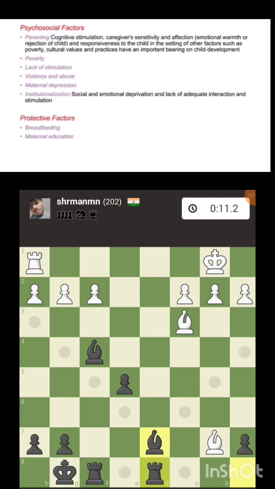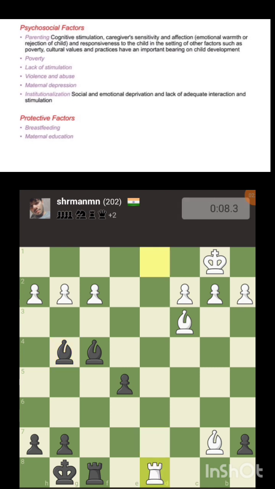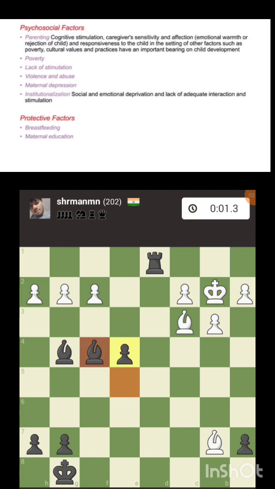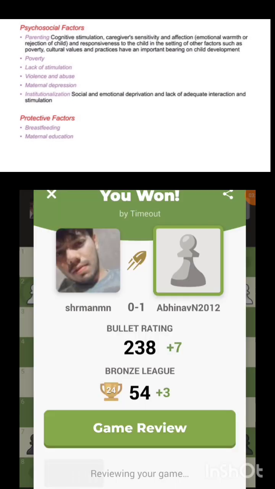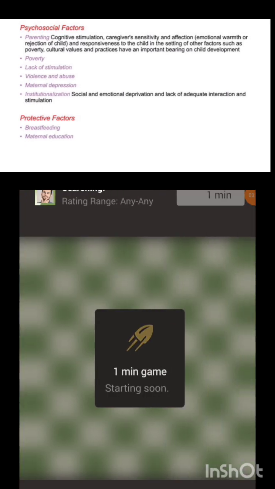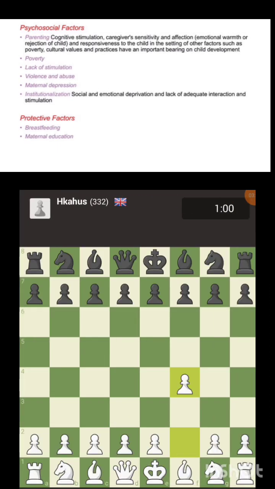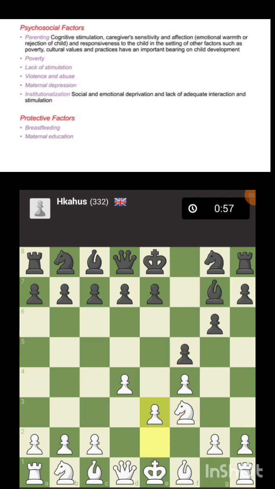Psychosocial factors, you have parenting, poverty, lack of stimulation, violence and abuse, maternal depression, and institutionalization. And protective factors are breastfeeding and maternal education. If you educate the mother, it protects the baby, and breastfeeding is the best way to provide all the important nutrition a child needs. Regarding parenting, sensitivity and affection is very much required for the child. Similarly, institutionalization also causes social and emotional deprivation, and lack of adequate interaction and stimulation is seen in institutionalization.